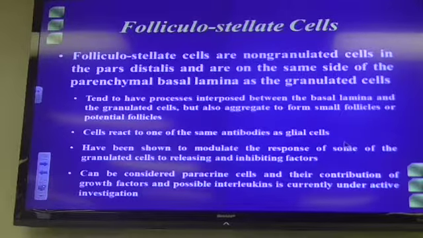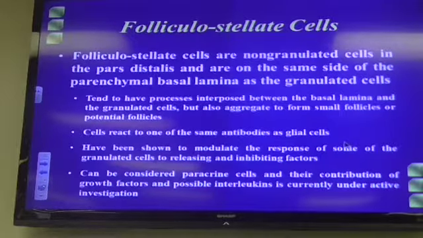And they do aggregate to form small follicles, or potential follicles, as we say. And they do react to one of the same antibodies as glial cells. So they think this is an adaptation of your microglial cells. They just haven't completely proved that yet. They've been seen to modulate the response of some of the granulated cells to both the releasing and inhibiting factors that they get exposed to.